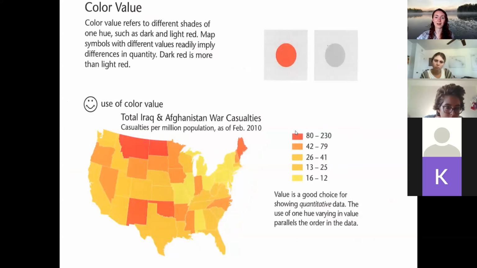Whereas for color value, having a darker value of the same hue for higher numerical categories and a lighter color for lower numerical categories can make more sense to your reader. So what do you think of this map? Does that look a little better, more intuitive? Yeah, Mia says so much better.